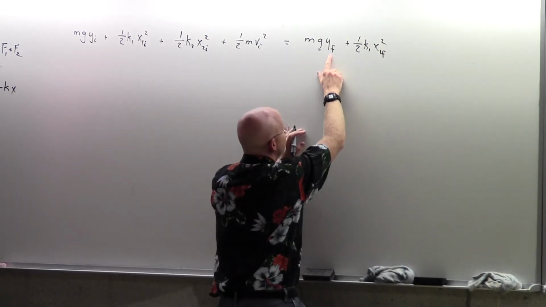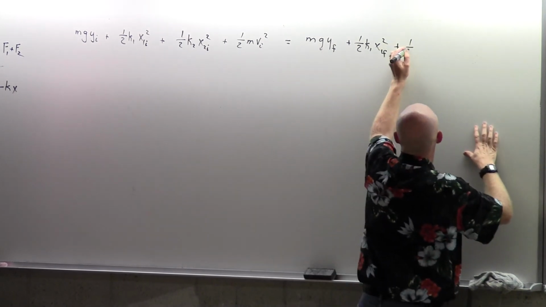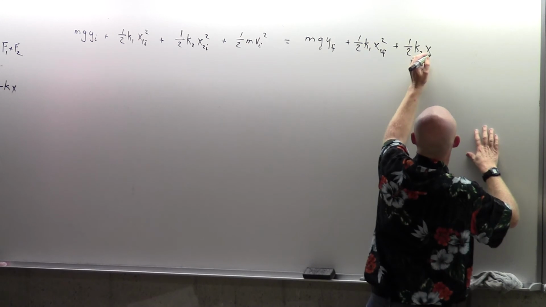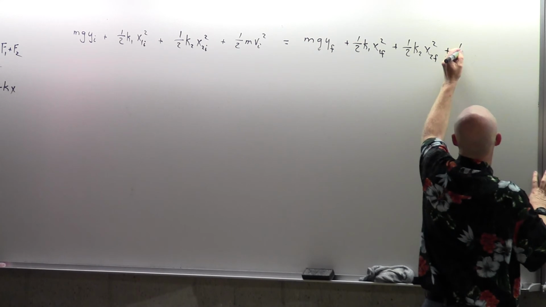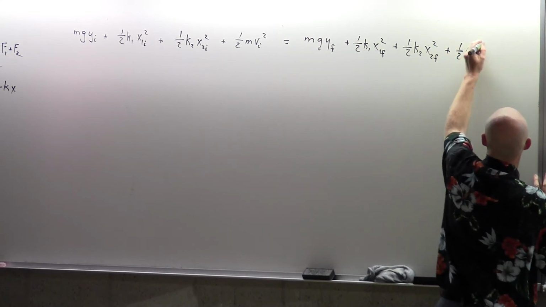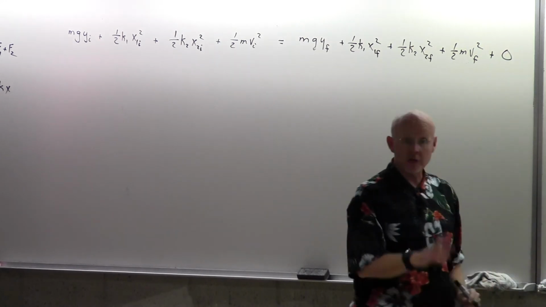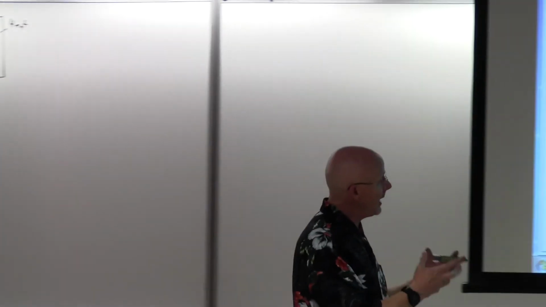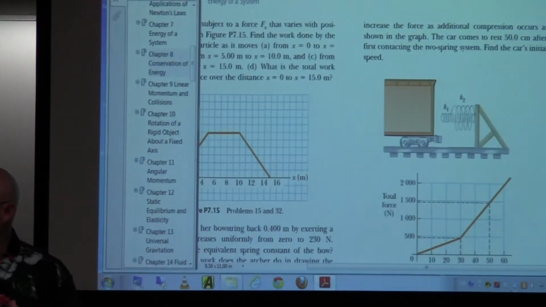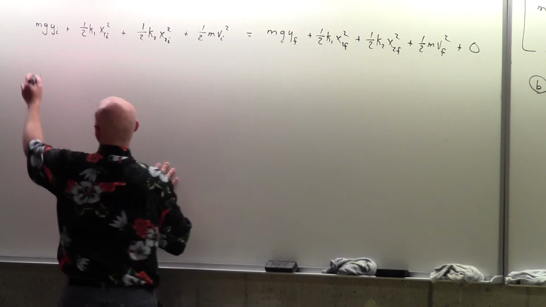So final vertical position, final position of spring 1, final position of spring 2, final velocity of the boxcar. And I might as well just put a 0 there right away too, because they did say go ahead and neglect friction. Okay? In fact, maybe I'll start with these two terms.